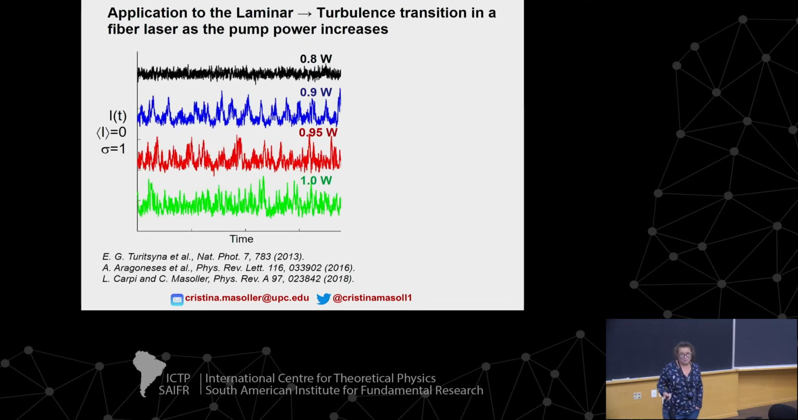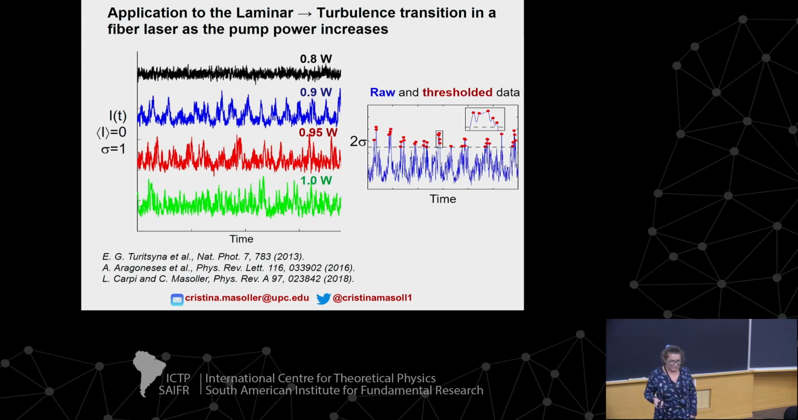Let me show you an example from a different field. It's again lasers, which allow us to do experiments and study different types of transitions and record lots of data. So let's say that here we have a transition to increase the energy of the system. You don't have spikes, but you can see here that the dynamics becomes more extreme events, more turbulent, let's say, and this is called optical turbulence.